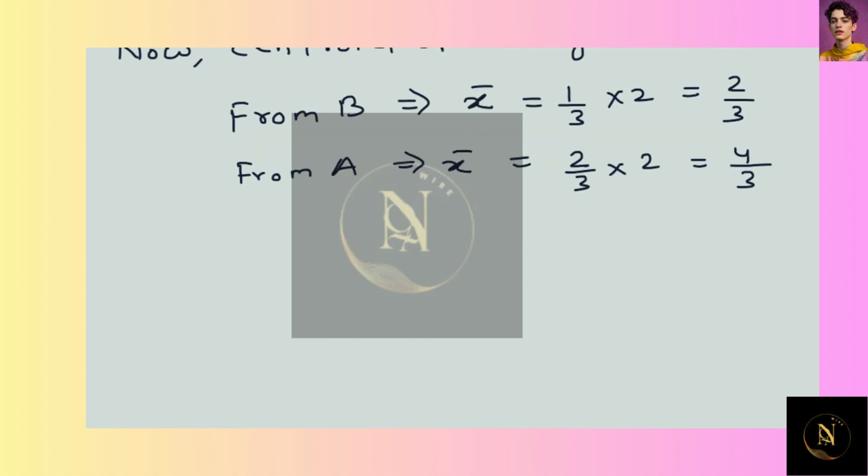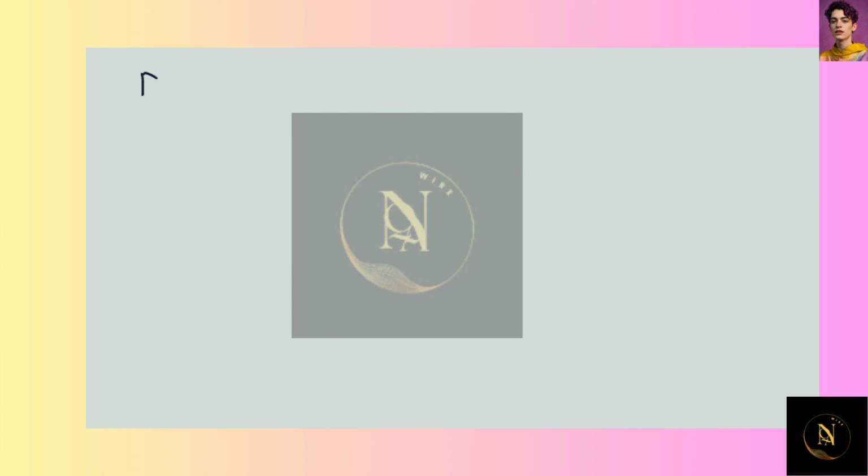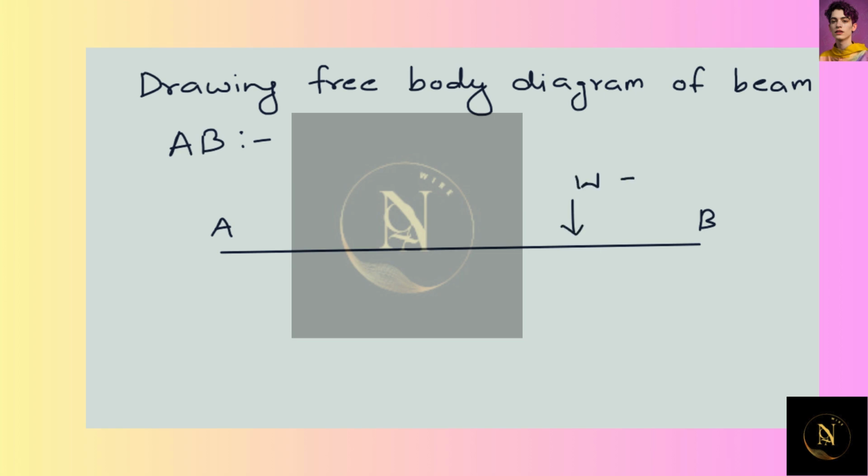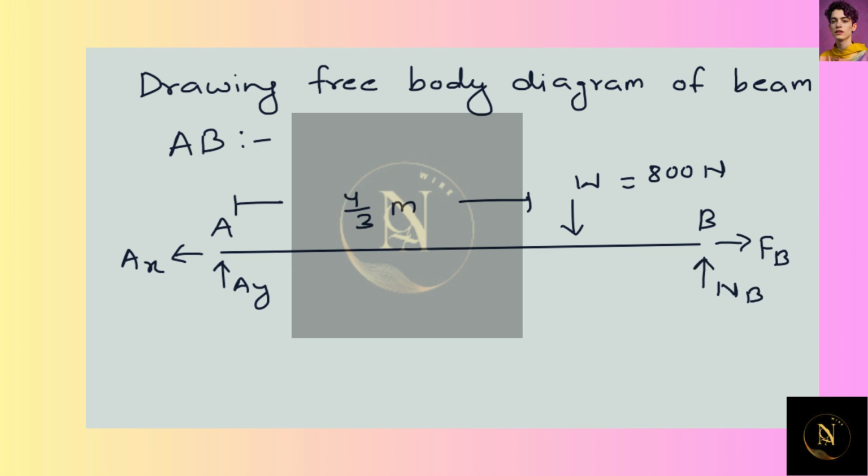Now going further, we can draw the free body diagram of beam AB. Drawing the free body diagram of AB very carefully and showing all the forces acting on it. Here it is A, here it is B, here it is W, 800 Newton. Now we will write all the forces, that is AY, AX, and here it is FB, and here it is NB.